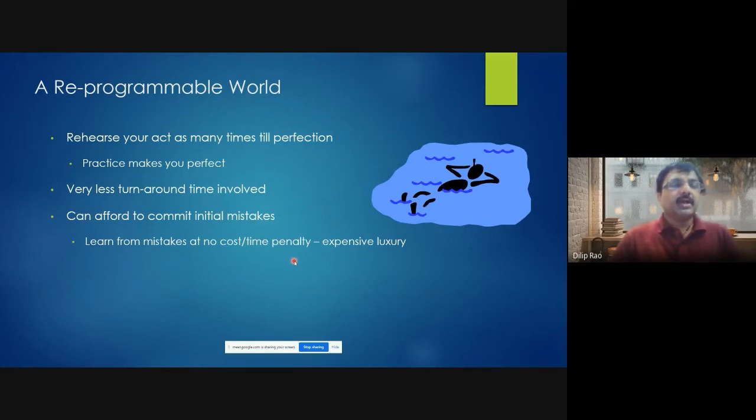As I said, we have this luxury and we can afford to commit initial mistakes. It's not that every mistake comes with a very high penalty. That's the case for an SoC or an ASIC, wherein any small mistake is going to come with a huge penalty in terms of cost, energy, and effort spent. Here, that's not the case. You can afford to commit initial mistakes. Nobody is going to lose sleep if the FPGA bitstream is not working.